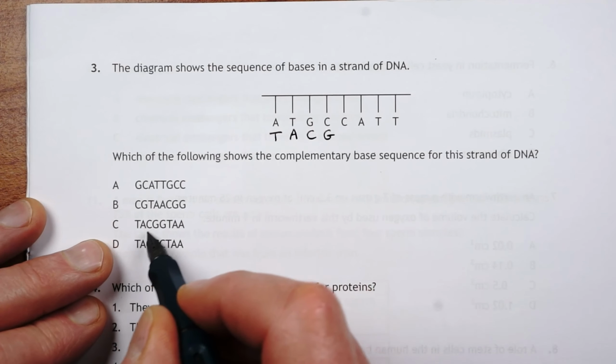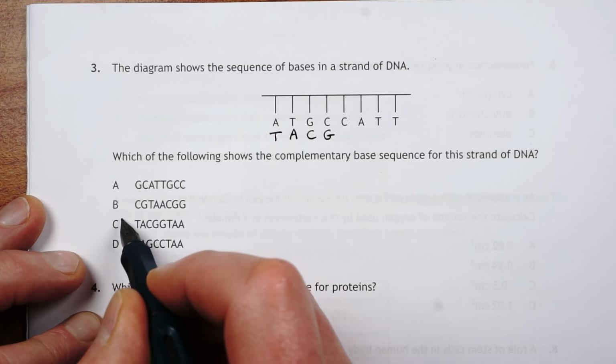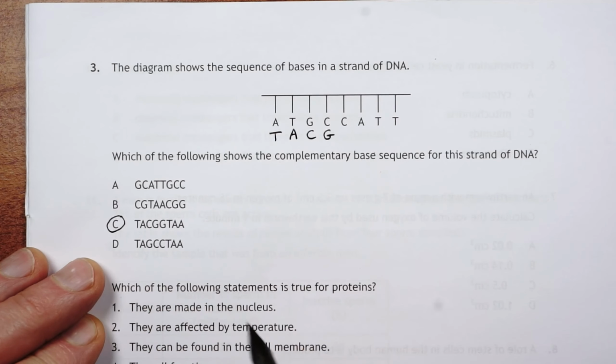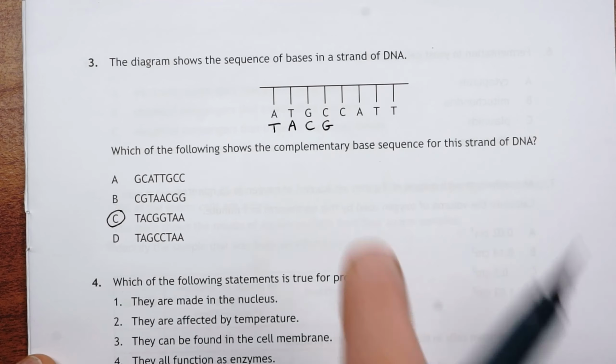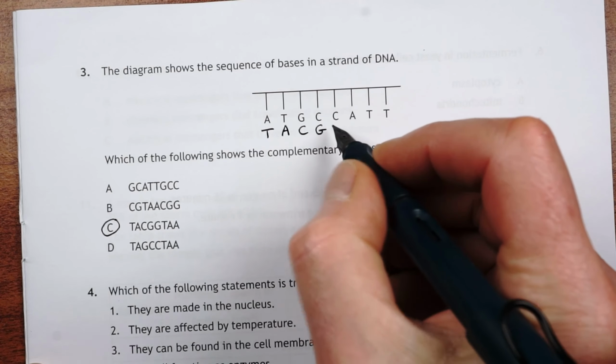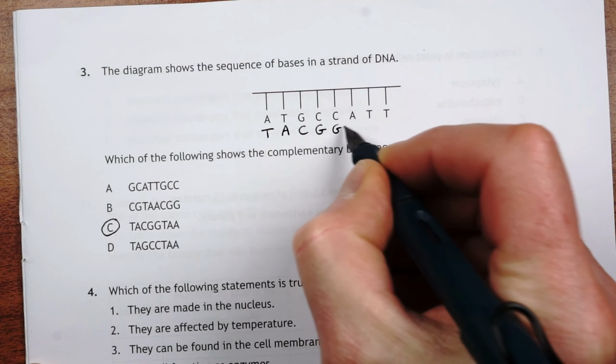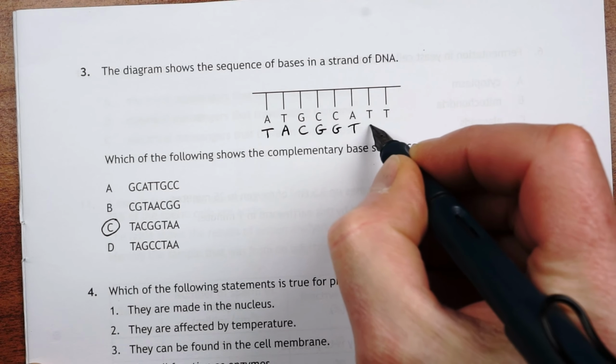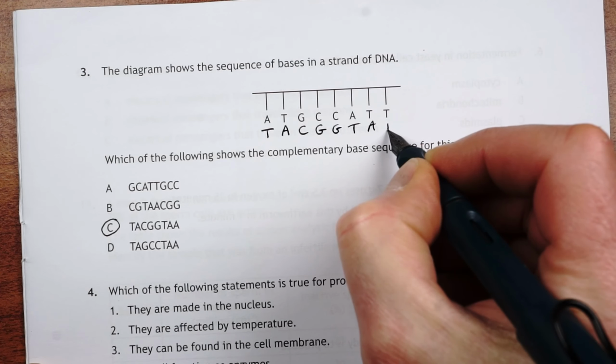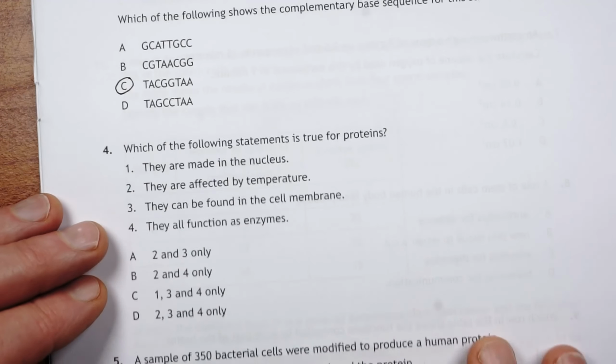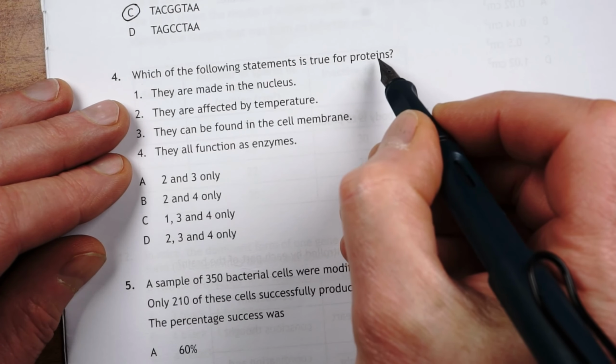TACG, TACG, TACG is C. There you go. Good. You could just carry on. C complements with G, A complements with T, T complements with A, and T complements with A. Okay, good.